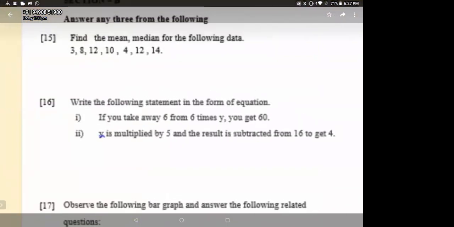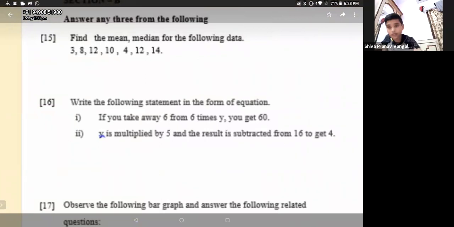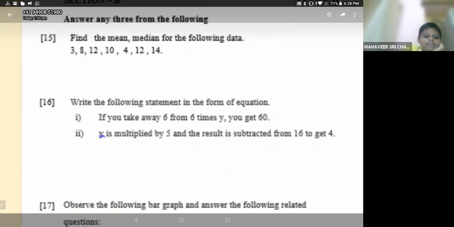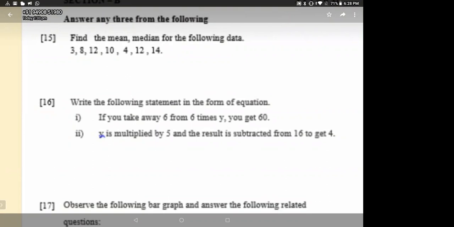Find the median of the following. Median means middlemost term. You know, right, children? Yes, ma'am. Which is the middle term? 4, 3, 3, 4, 8, 3, 4, 8, 10. 10 is the middlemost term. Ma'am, 10. So you need to find the mean also, Nana.